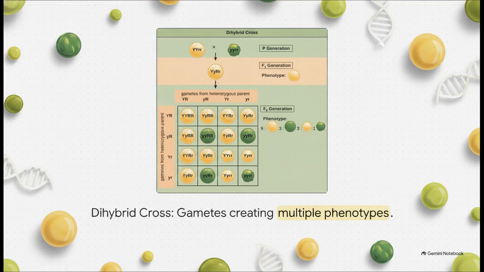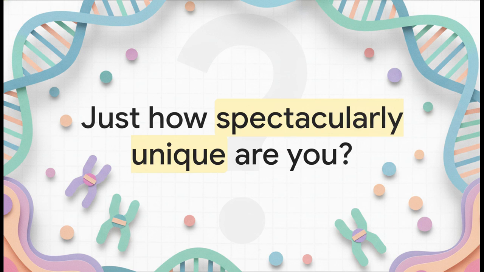Getting a yellow pea absolutely doesn't mean you have to get a round pea. Out of the 16 possible combinations, you get 9 yellow round, 3 green round, 3 yellow wrinkled, and 1 green wrinkled. It is biological math at its absolute finest. After seeing how these microscopic mechanisms, from homologous chromosomes pairing up in a tetrad to crossing over to the incredibly predictable laws of dominance, after seeing how they drive the vast mathematical scale of heredity, well, it's pretty humbling.